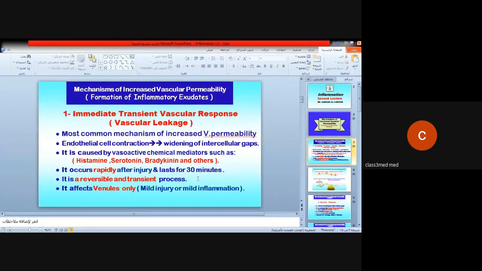Here the vascular leak is a reversible and transient process. It means after that, the wall of the blood vessels returns to normal. It mainly affects the wall of the venules because the wall of the venules is weak and very thin, easily affected by chemical mediators. This mechanism is common in a mild injury or a mild inflammation.